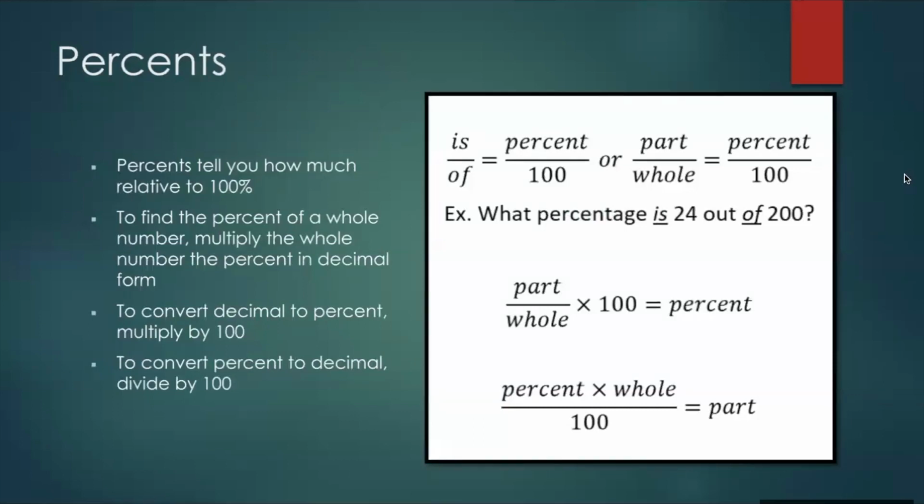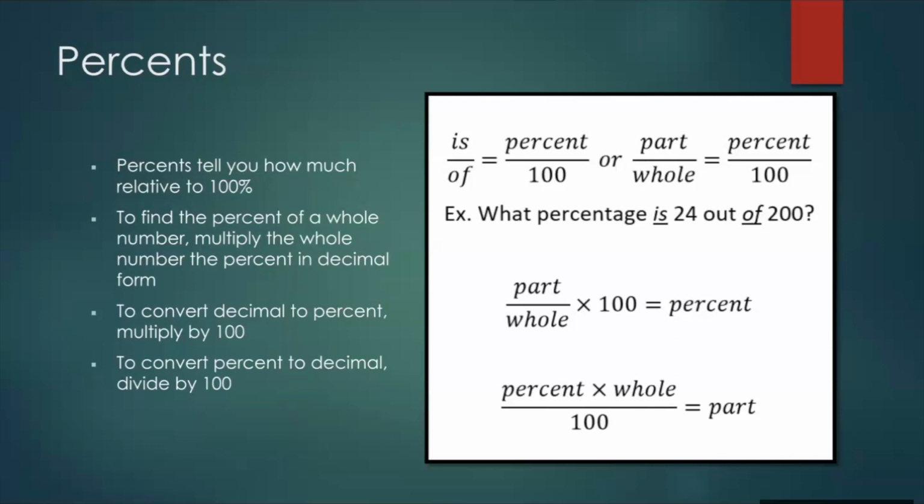Alrighty, next is working with percents. Percents tell you how much relative to 100% a given number is. To find the percent of a whole number, multiply the whole number by the percent in decimal form. To convert decimals to percents, multiply by 100. To convert percent to decimal, divide by 100.